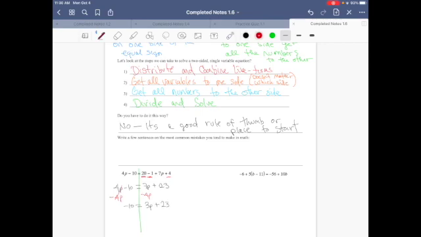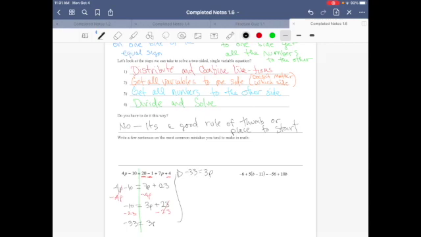So now I want to get all the numbers, or just regular integers, to the other side. So I am going to subtract 23 from both sides. The opposite of plus 23 is minus 23. So those cancel out. And now I've got -33 equals 3p. I'm running out of room, so I'm going to finish this up here. So I've got -33 equals 3p.